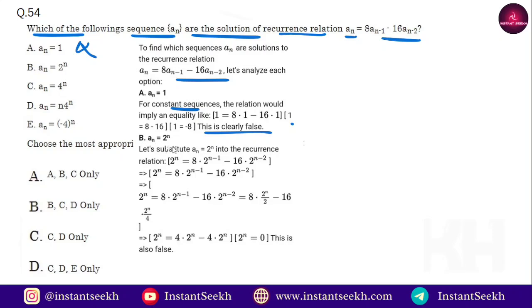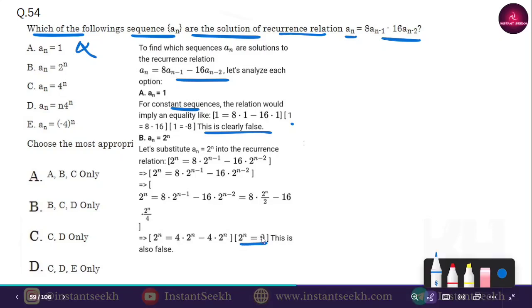Next, a_n equals 2 raised to n. Let's substitute in our equation. Once we have substituted, we get 2 raised to n equal to 8 into 2 raised to n minus 1 minus 16 into 2 raised to n minus 2. At the end, you will get 2 raised to n equal to 0, which is also false, also incorrect. So this as well gets eliminated.